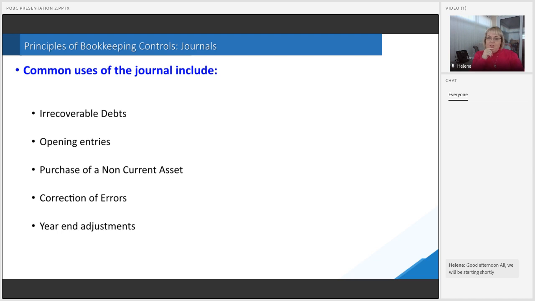What about the purchase of a non-current asset? Well, we absolutely need to record the value of that. We need to record it because that adds value to our business.